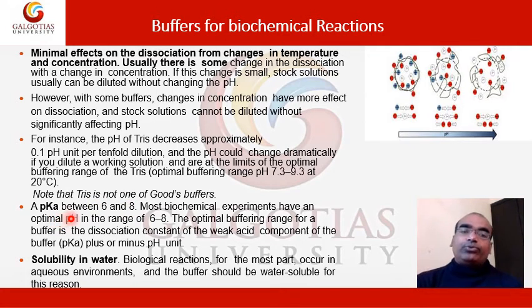A pKa between 6 and 8: most biochemical experiments have an optimal pH in the range of 6 to 8. The optimal buffering range for a buffer is the pKa, the dissociation constant of the weak acid component of the buffer, plus or minus one pH unit. Solubility in water: biological reactions for the most part occur in an aqueous environment, and the buffer should be water soluble for this reason.